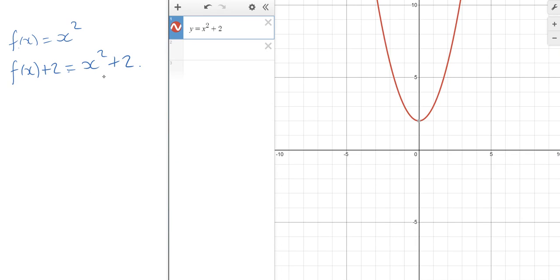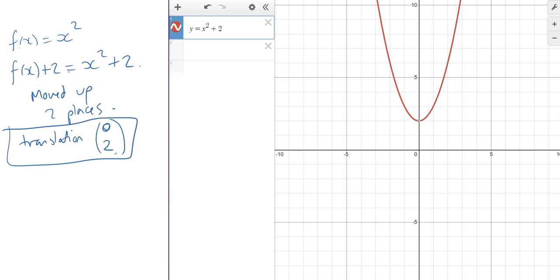Now, what's happened? It's gone up 2 places, look. Before, x squared was here at 0, 0. Now it's gone up. So what has that done? That has moved up 2 places. Now, if I was being technical about this, I would say it's a translation, which means movement. And if I use column vectors, well, it hasn't moved left or right at all. So I'm going to write a 0 there, but it's moved up 2 places. So one way of writing that is to say a translation of 0, 2, a movement of 2 up.